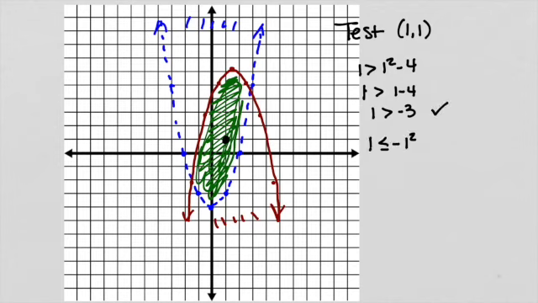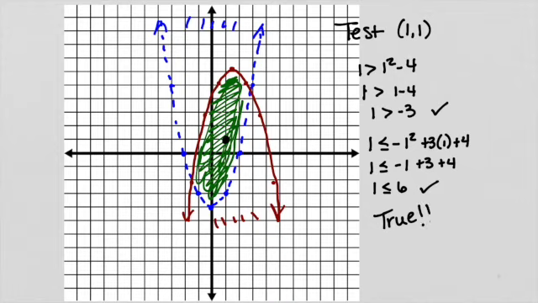1 is less than or equal to negative 1 squared plus 3 times 1 plus 4. Let's simplify that a bit. 1 is less than or equal to negative 1 plus 3 plus 4. 1 is less than or equal to 6. That is true. So this worked. Our shaded area is correct.